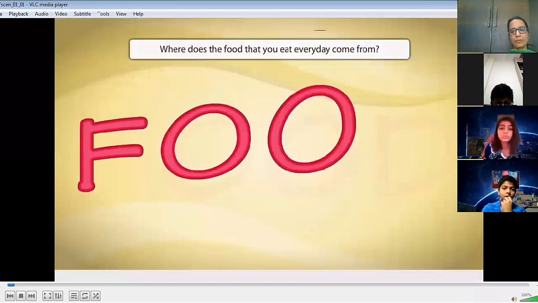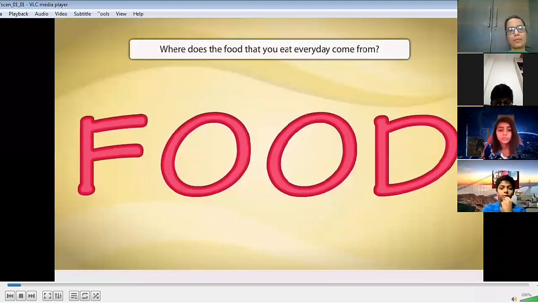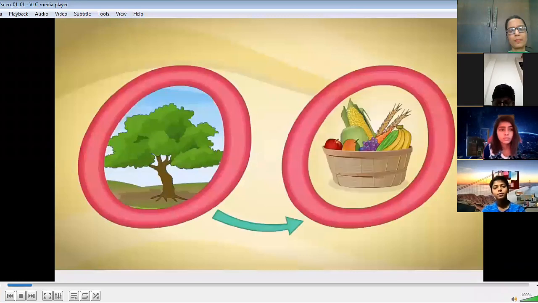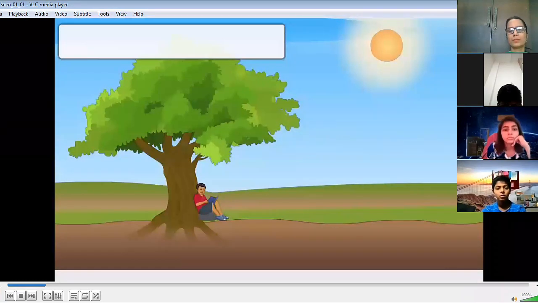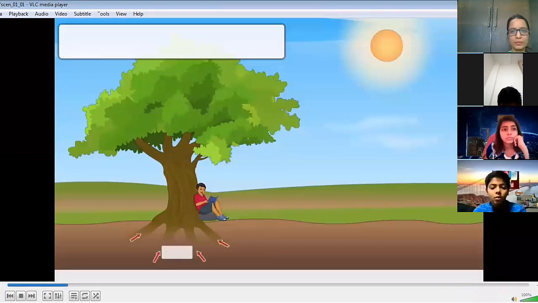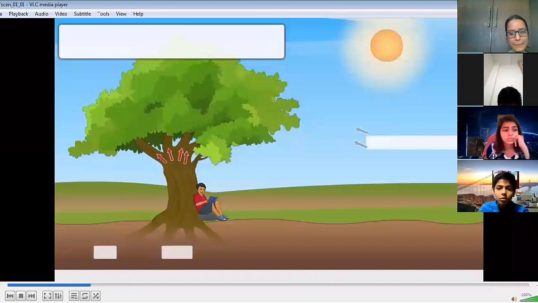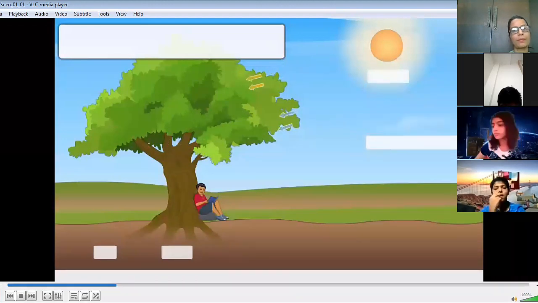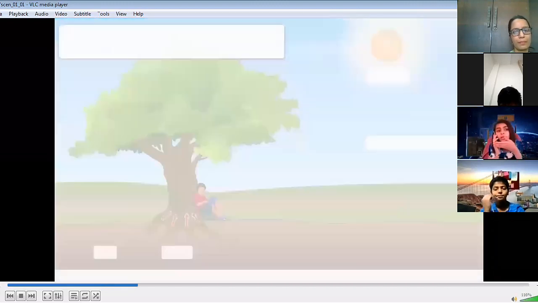Where does the food that you eat every day come from? We depend on plants for our food either directly or indirectly. So where do plants get their food? Well, all green plants make their own food. Green plants use water and carbon dioxide to produce their food. They collect these raw materials from the soil and air and combine them in the presence of sunlight. As it happens only in the presence of light, this process is called photosynthesis. Let us see how it works.